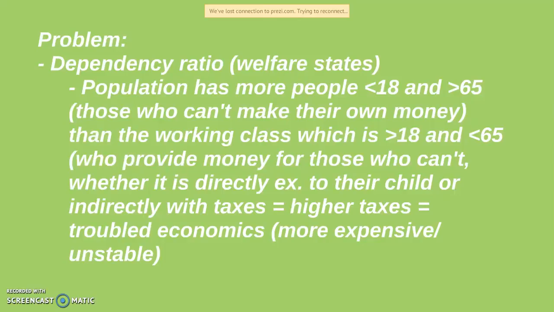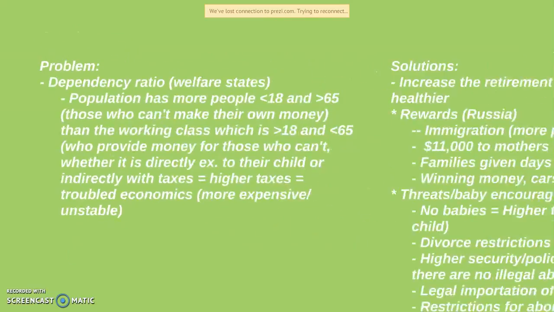And these people really provide the money for those who can't, either directly to their child or indirectly by paying taxes. But when more people start to become over 65, which is what's happening now because of low birth rates, those kids will now have to pay higher taxes. And higher taxes really equal a troubled economy, because it's more expensive and unstable.